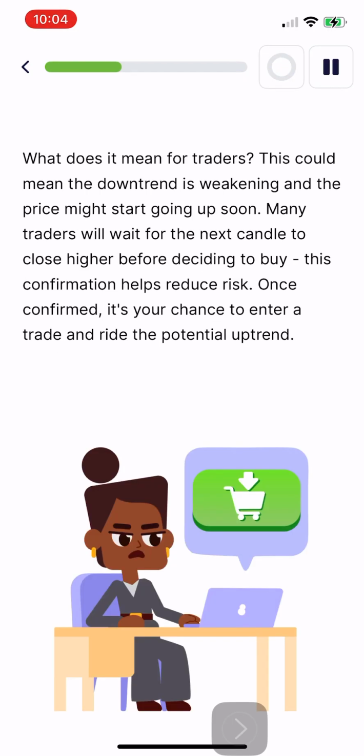What does it mean for traders? This could mean the downtrend is weakening and the price might start going up soon. Many traders will wait for the next candle to close higher before deciding to buy. This confirmation helps reduce risk. Once confirmed, it's your chance to enter a trade and ride the potential uptrend.